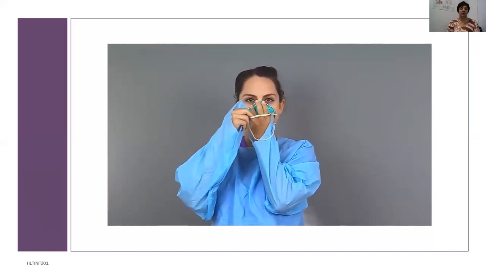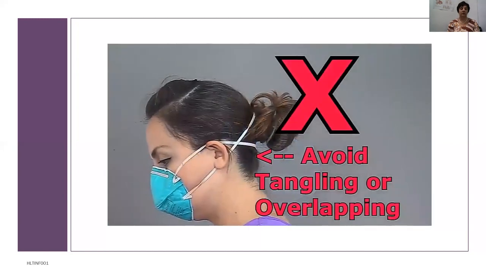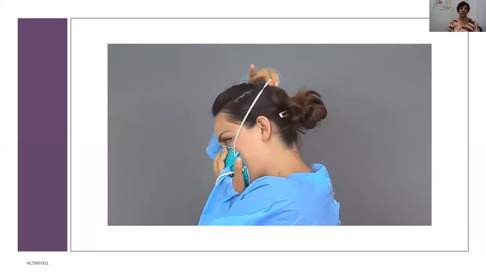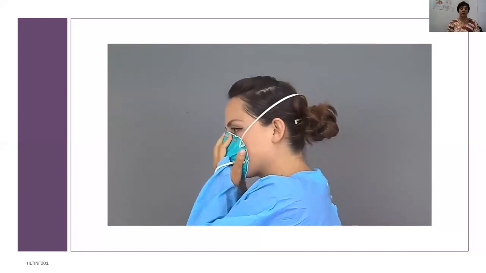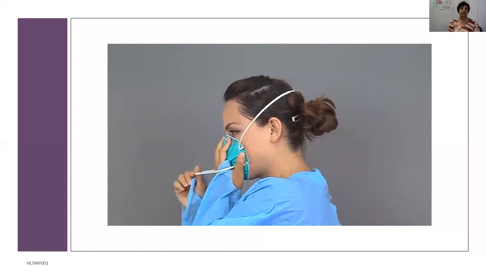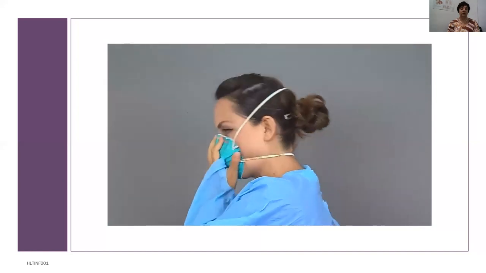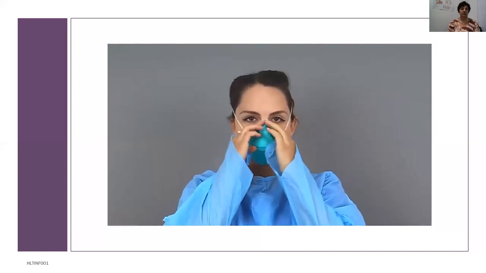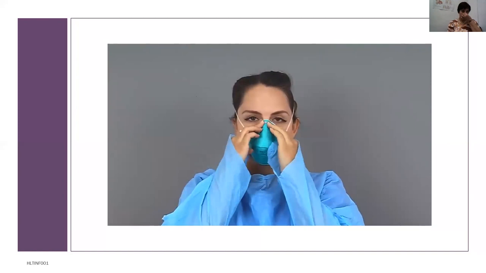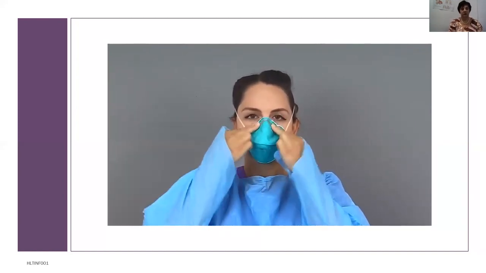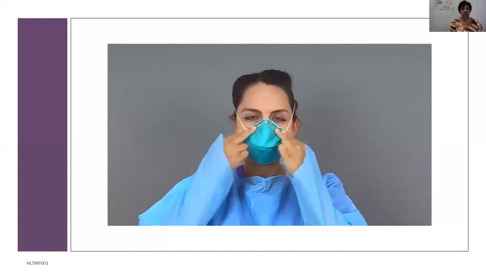It's very important the straps rest on your head and are not overlapping or tangled. First, take the top strap of the respirator and place it just past the top of your head above the ears. Then take the bottom strap of the respirator and place it around the bottom of the head just below the ears, and then make sure the straps are not overlapping or twisted. To ensure a proper seal of the respirator around the nose area, use the fingertips of both hands to bend the metal nose piece around the nose, starting in the center and working your way outward on each side.